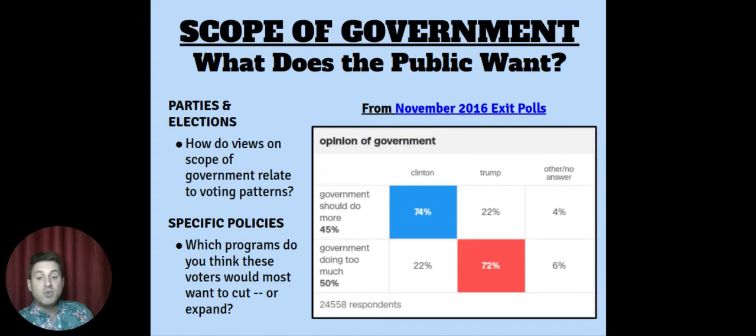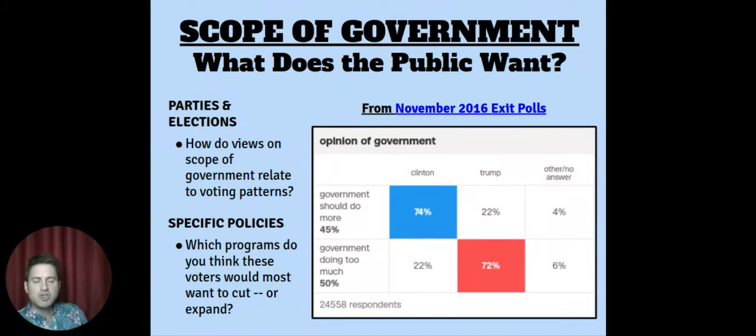Boom. It's really clear. The 45% of Americans who said government should do more voted overwhelmingly for Hillary Clinton. And the 50% who said government should do less voted overwhelmingly for Donald Trump. In the years since then, I'm speaking now in 2020, when a pandemic is still sweeping across the country, support for the government doing more in that general way has grown. And that's a trend you see in American history. Over time, when the public is faced with deep challenges, they're more willing for the government to do more.